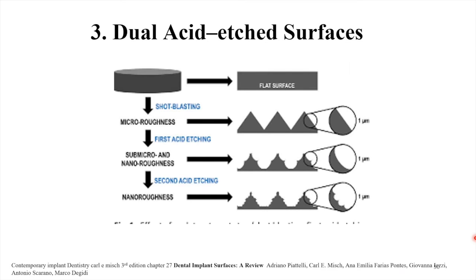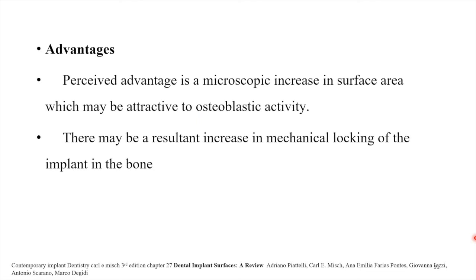Coming to dual acid etch surfaces, it has been proposed to produce the microtexture. It enhances osteoconductive process, and the success rate evaluated for these implants at 36 months was 95% as compared to 86% for machined implants. The advantages are that the microscopic increase in the surface area attracts osteoblast activity, and there is a resultant increase in the mechanical locking of the implant to bone.